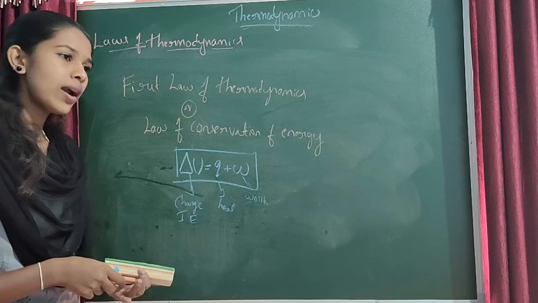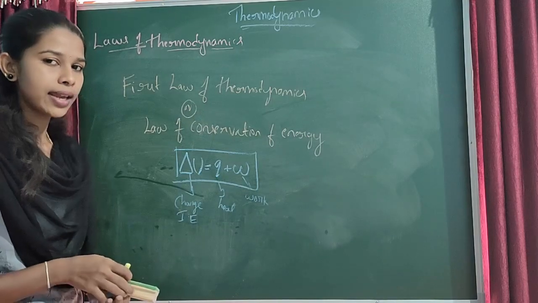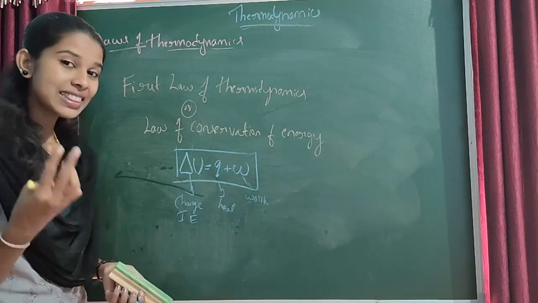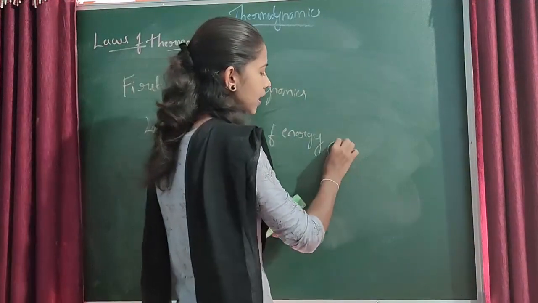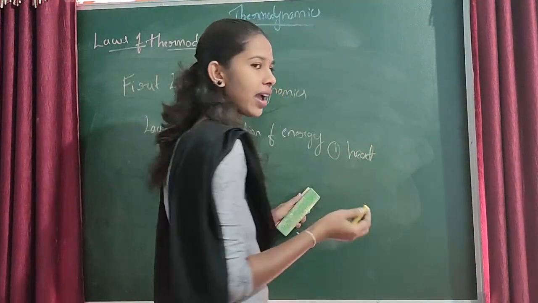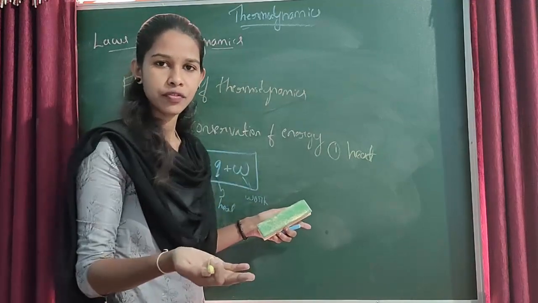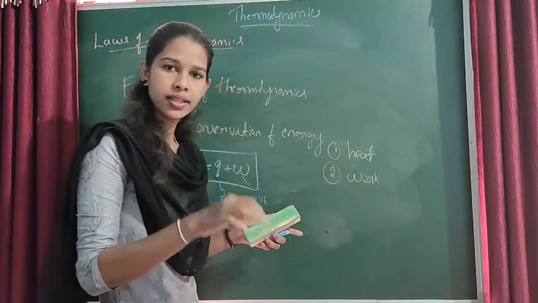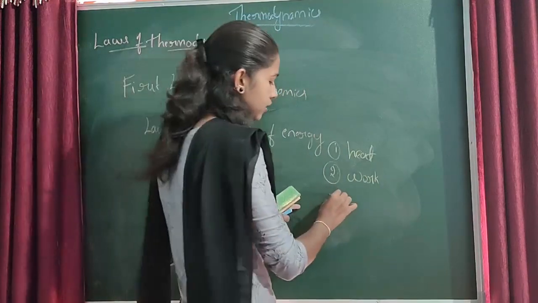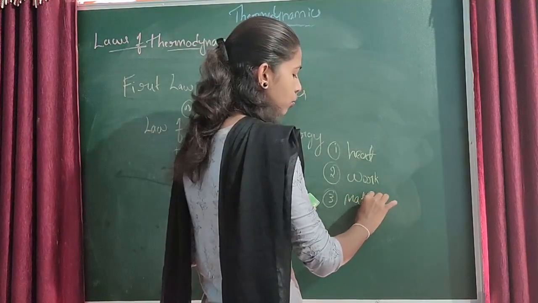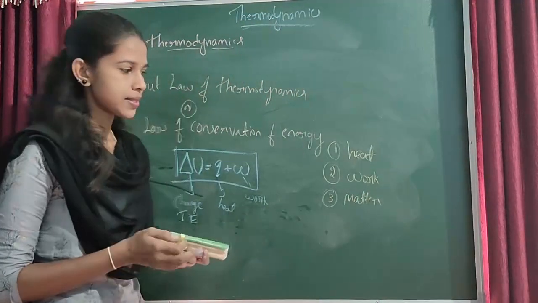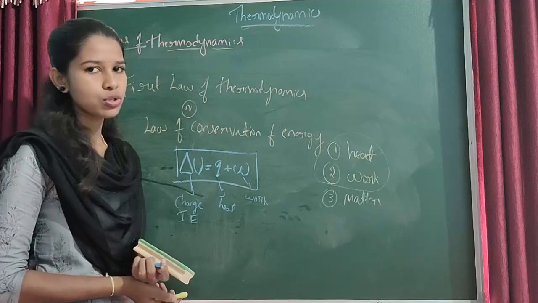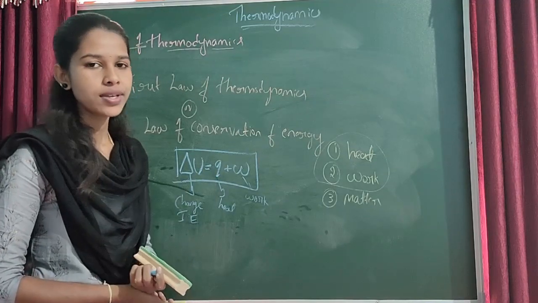In the previous session, while discussing the change in internal energy, I told you that the internal energy of the system can be changed in 3 ways. What are those? First one is through heat change. That means by adding heat to the system or by removing heat from the system. The second way is through work done. Either work done by the system or work done on the system. And the third way is by adding or removing matter from the system. Among these 3 ways, the first 2 ways, through heat and work, are the most common ways to change the internal energy of the system.